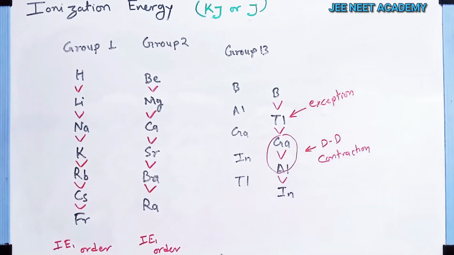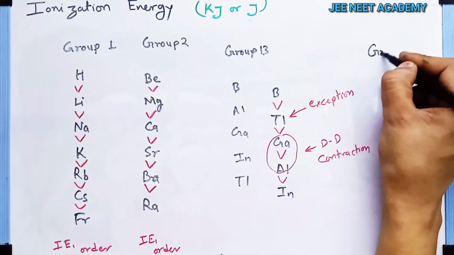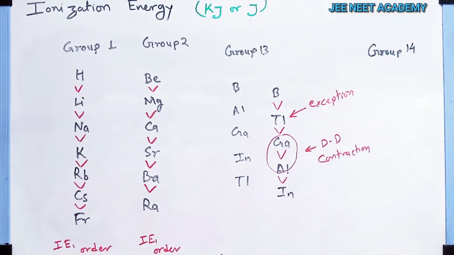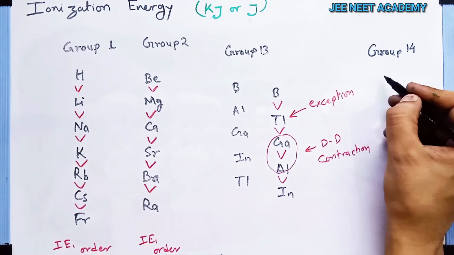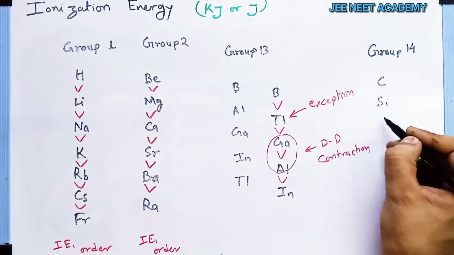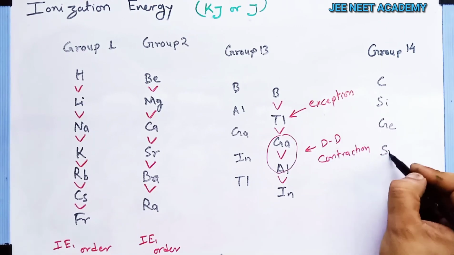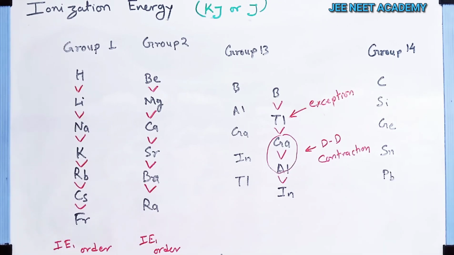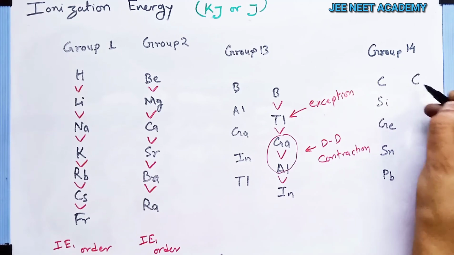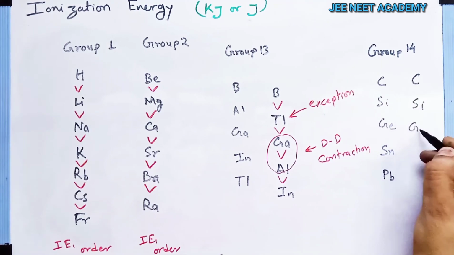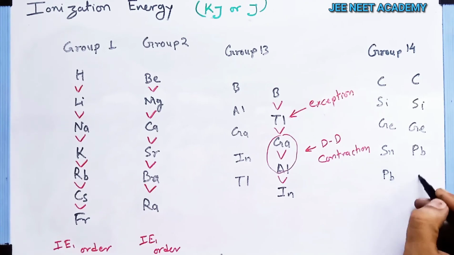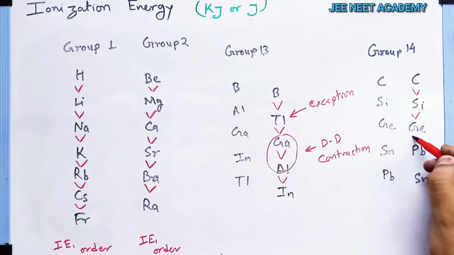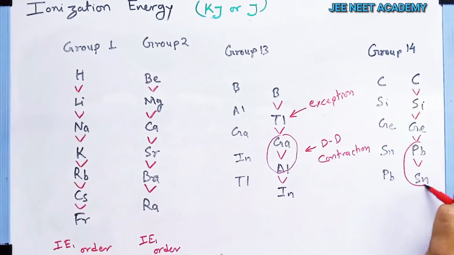Because of d-block contraction it's changed. And group 14, this is the periodic table order for this group, but the ionization energy order will be this. Here it's changing because of the lanthanide contraction.